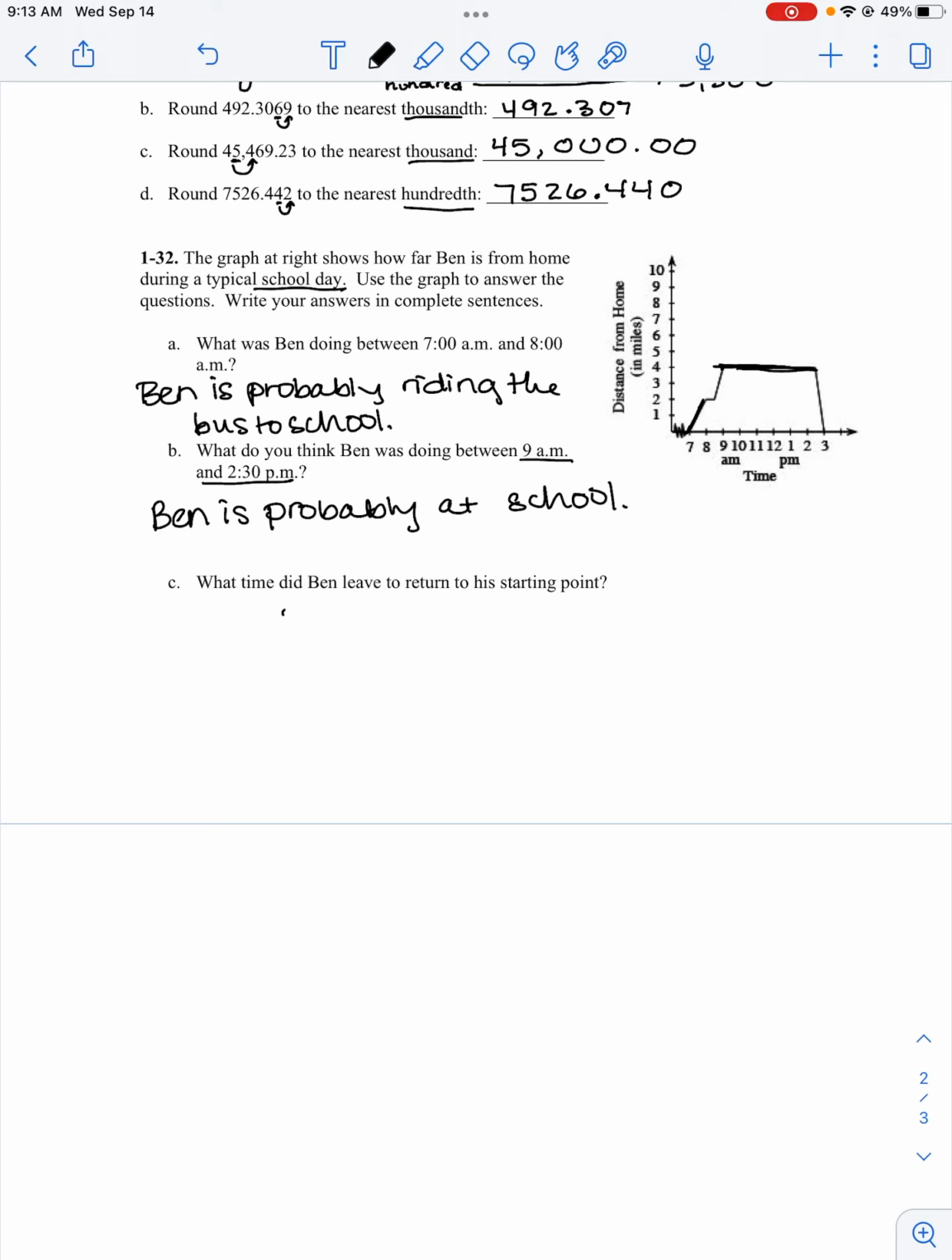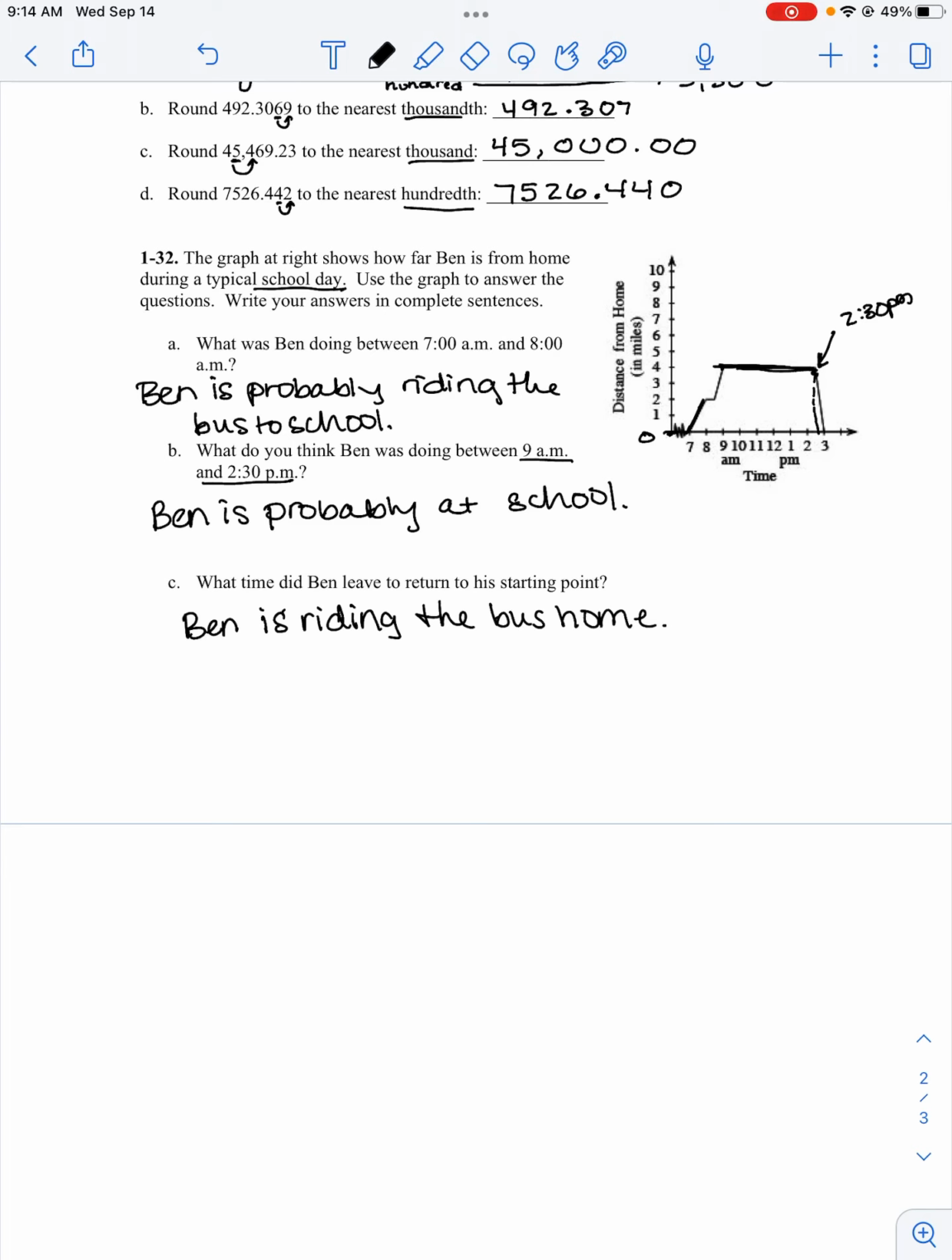What time did Ben leave to return to his starting point? So this spot is between 2 and 3. It's about 2:30 p.m. So when that distance from home starts to change, we know he's leaving. So when he's going towards home, because we're going back to zero, Ben is riding the bus home. He could be riding his bike to school, or his parent could be dropping him off.